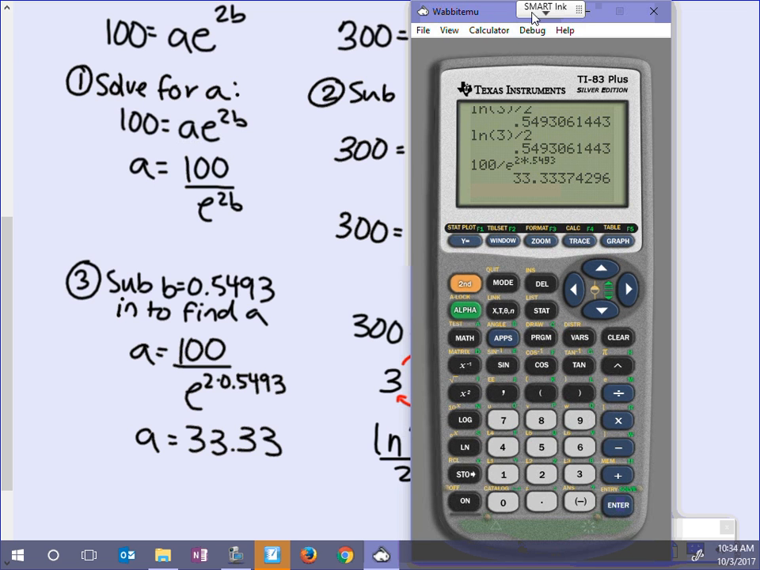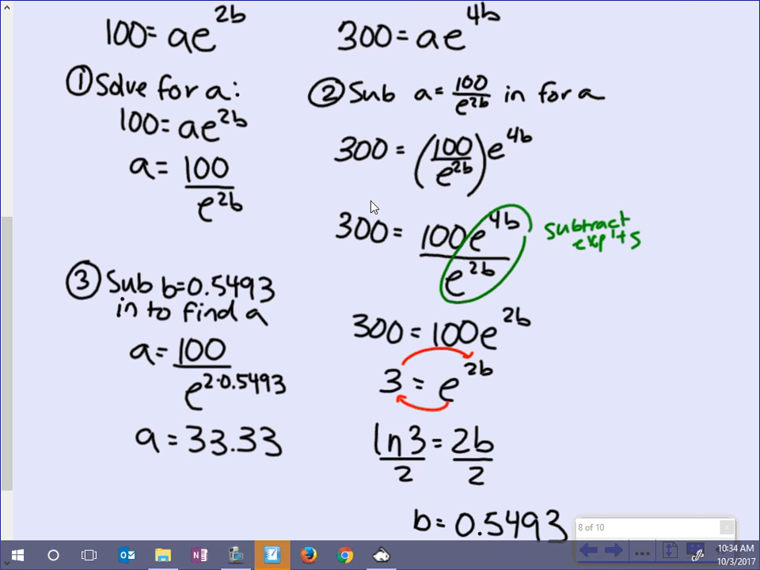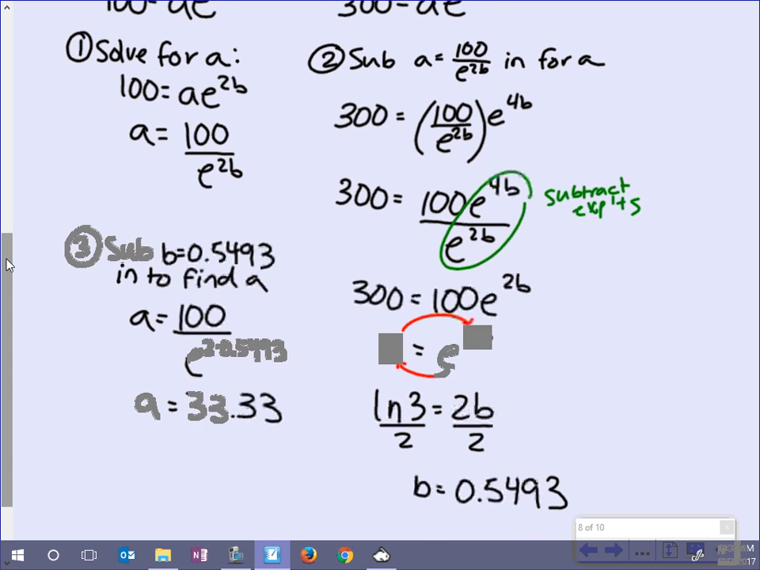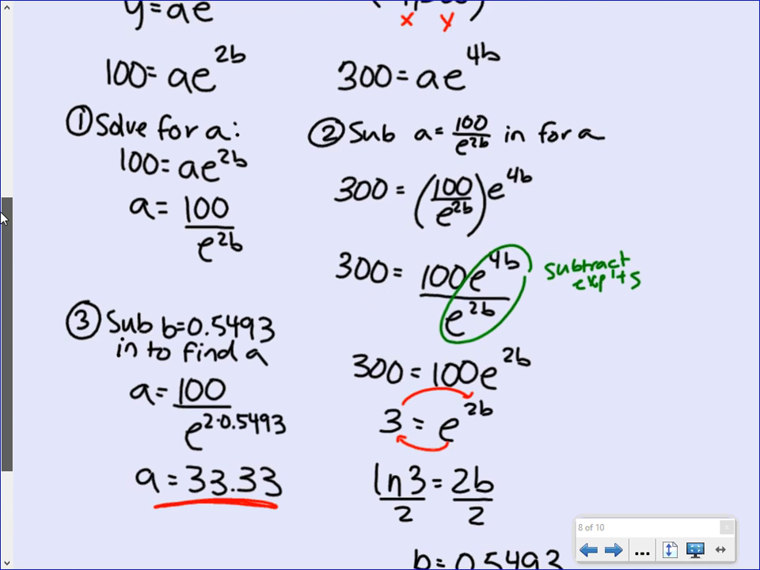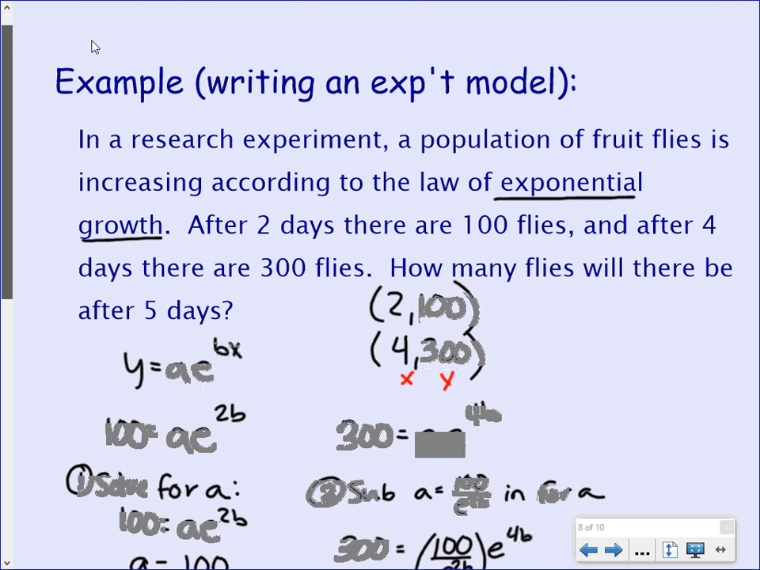Okay, so what did that stuff all do for me? Why is that helpful? What can I now do? Okay, so we have A, the initial amount, we have B, the rate, and now we can plug those into our model, and like Abby says, plug that in with time 5, and we'll have the number of flies after 5 days.